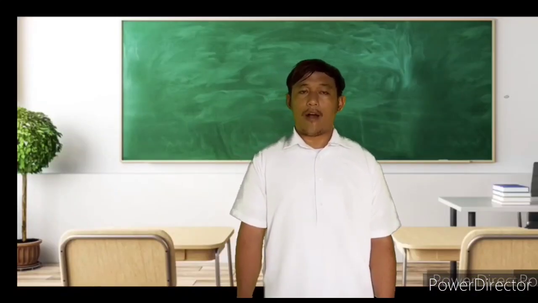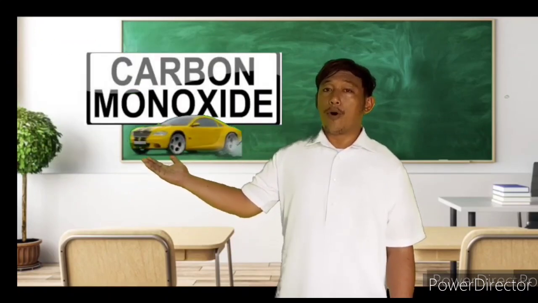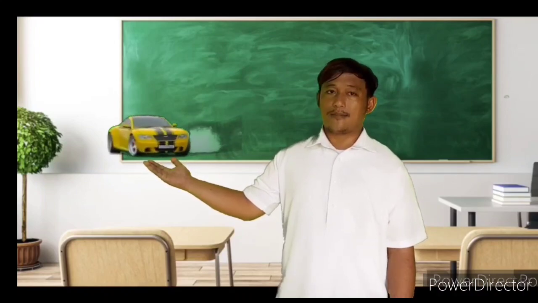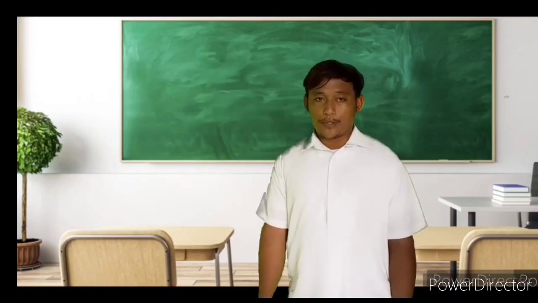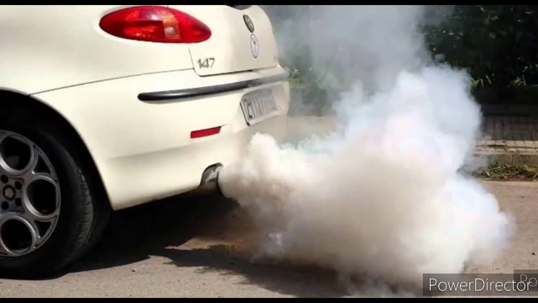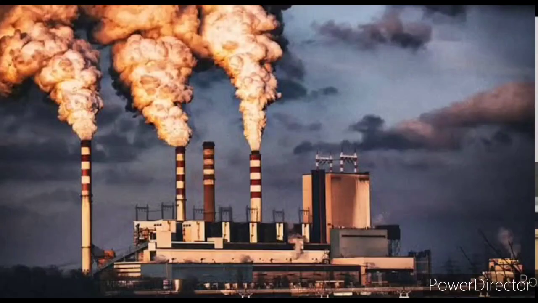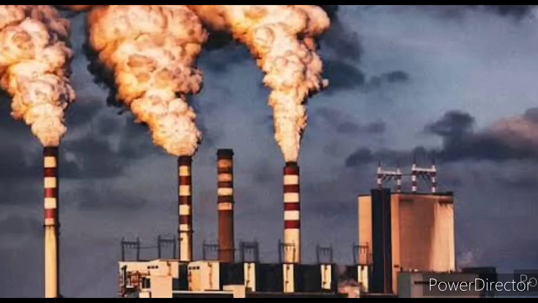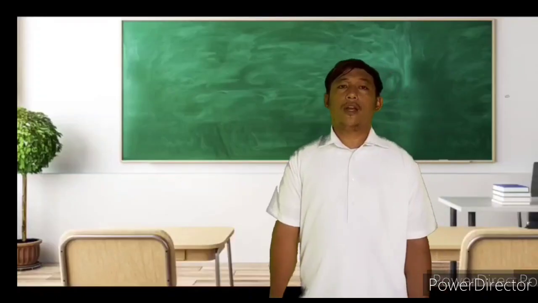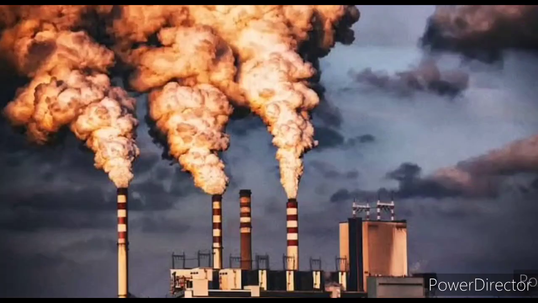Common pollutants in the air are: Number 1, carbon monoxide, which comes from burning of gasoline by cars. Number 2, nitrogen oxide, which comes from burning of diesel fuel by vehicles, coal and oil by factories and electric power plants. Number 3, sulfur dioxide, which comes from burning of coals by power plants to produce electricity.